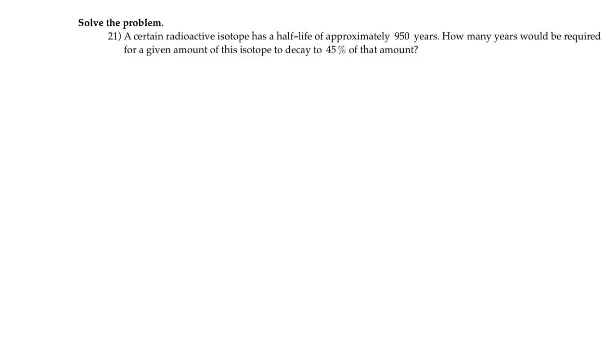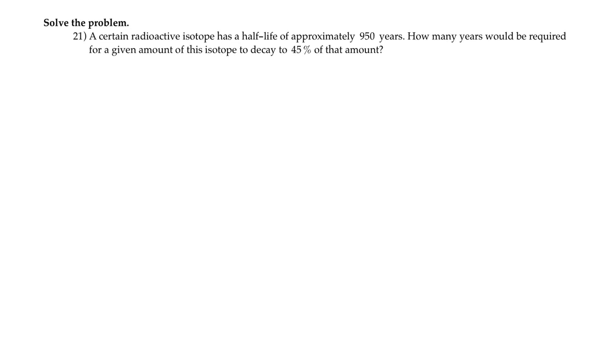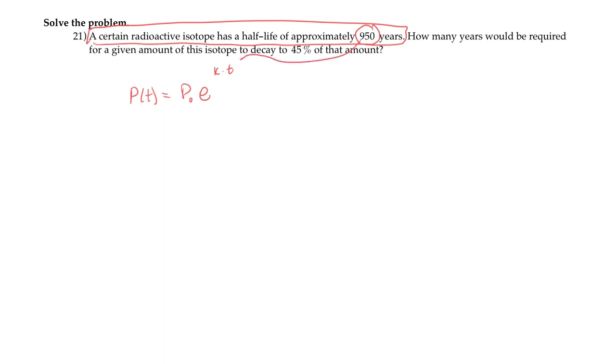Now here's another one. It says a given isotope has a half-life of 950 years. Just that information will allow me to find the decay constant. So my formula is P of t equals P0 e to the k times t. They say the half-life is 950 years. Years is a time, so I'll plug that in there. So 950, and then there's a k value. I don't know that yet.